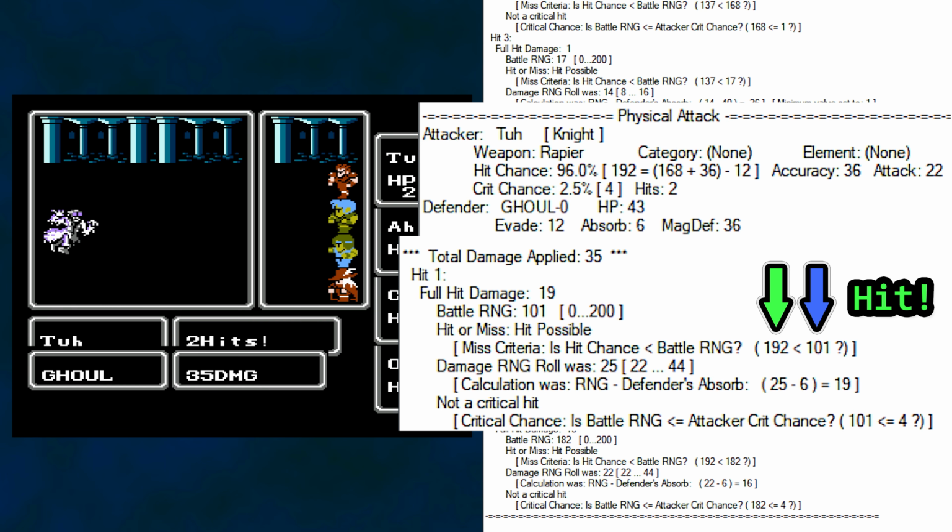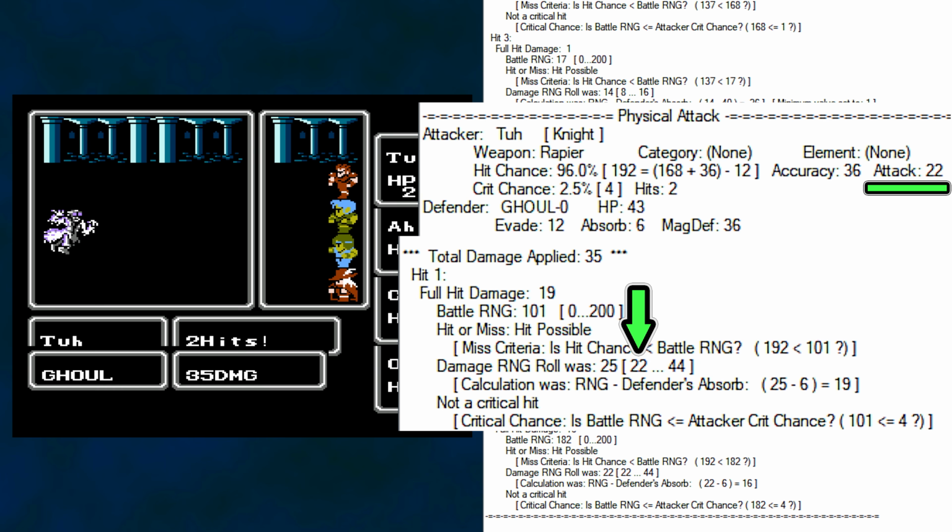Time to roll for damage. The damage roll ranges from our attack power, 22, to our attack power times 2, which is 44. We rolled a 25, close to lower bound. So we take that value of 25, subtract the ghoul's absorb of 6, because Ghoulie has a little bit of defense here, and get our base damage for this hit, 19.